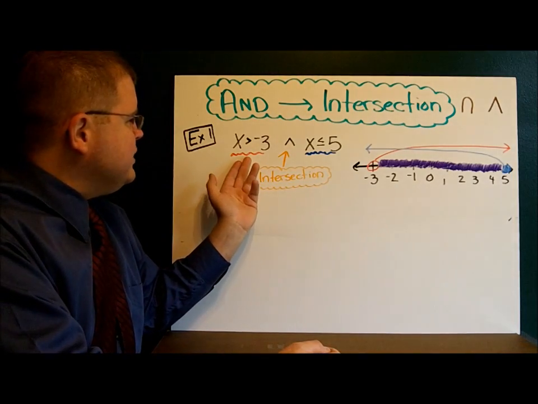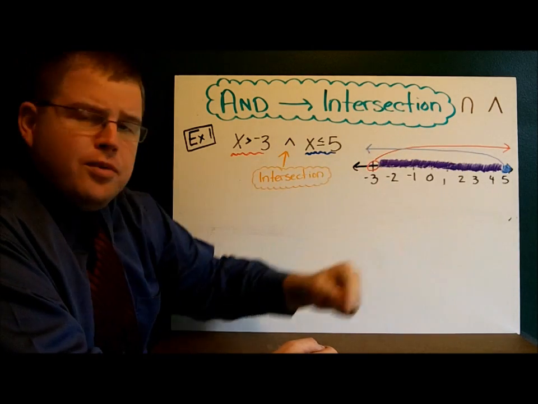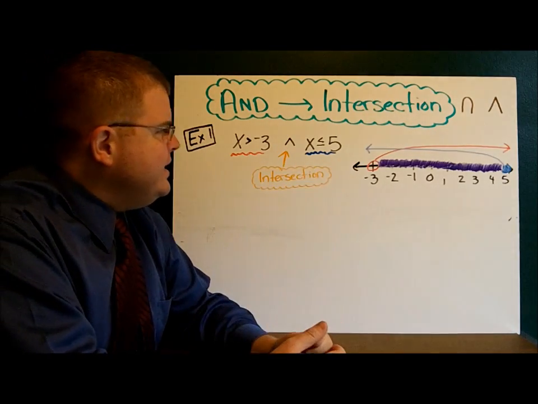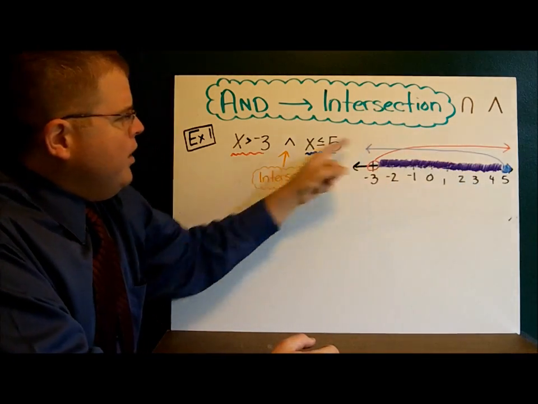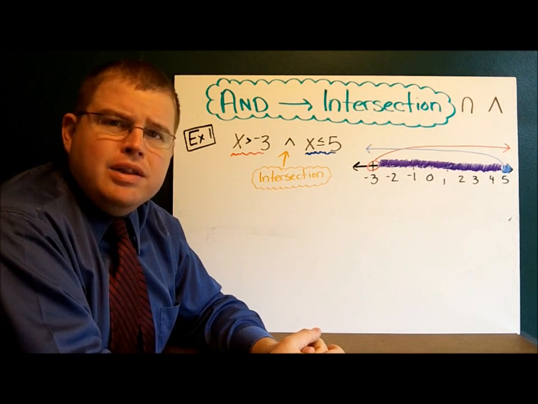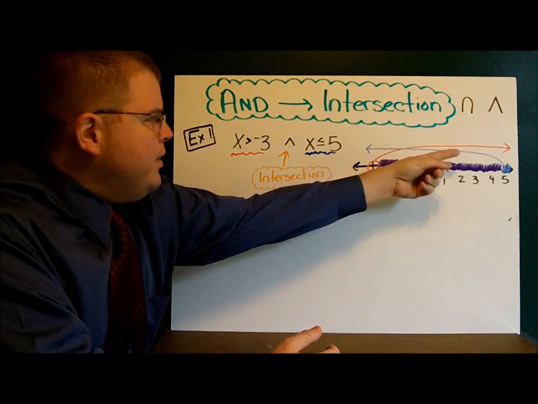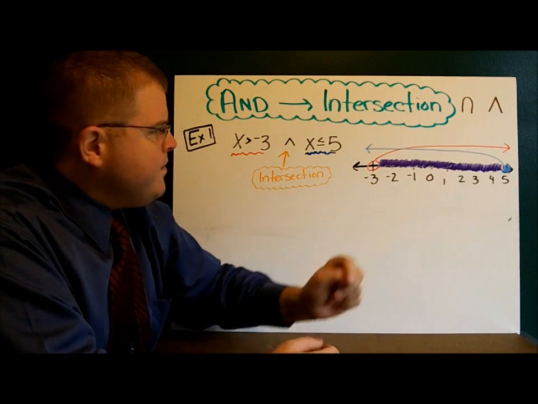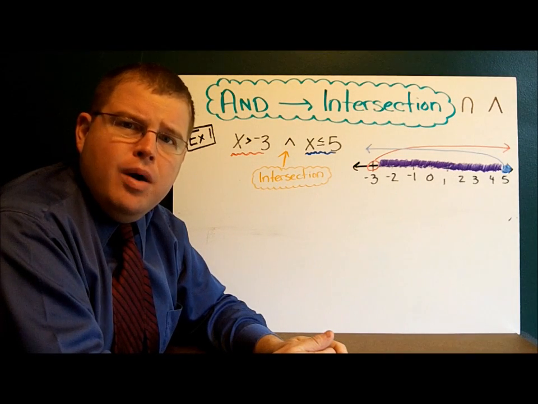The first one, x is greater than -3. So I have an open circle at -3, and it shades off to the right. You can see that in red. The second one is x is less than or equal to 5. That's a closed circle at 5, and the shading would go off to the left. Because I want the intersection, I want the part that they have in common. The part that they have in common is the part that's shaded both red and blue. That's the area between the -3 and the 5, and so I've shaded that in with purple. That's how I work with a compound inequality.